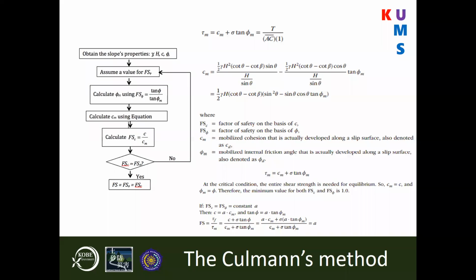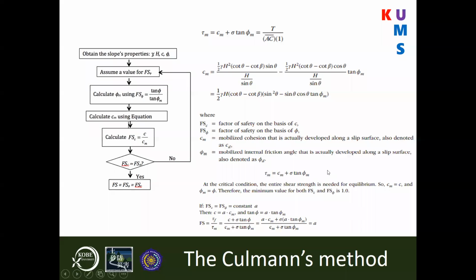And then what we have to do is to assume a value of Fs phi. And then you look at me like, what is Fs phi? So Fs phi is the factor of safety on the basis of phi. So we just consider phi. And we are going to consider here phi m. And phi m is the mobilized internal frictional angle, which is actually developed along the slip surface, also denoted as phi d.